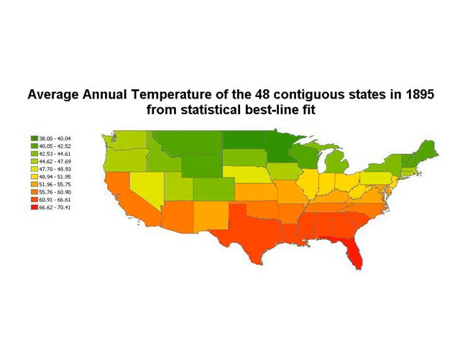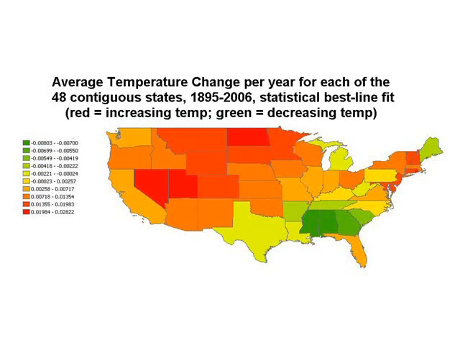And for the United States, here's where we started. Here's the average temperature of the 48 contiguous states in 1895, not as recorded, but as the statistical best line fit showed that on average it should have been. And here we have, based upon the regression line, what changes have occurred in the 112-year period for each state.